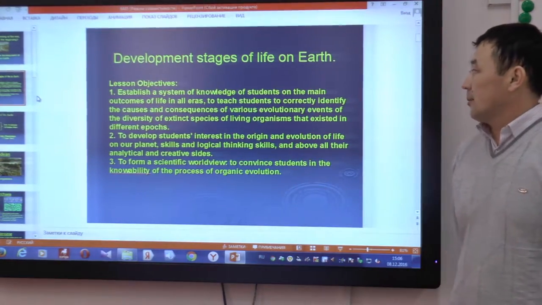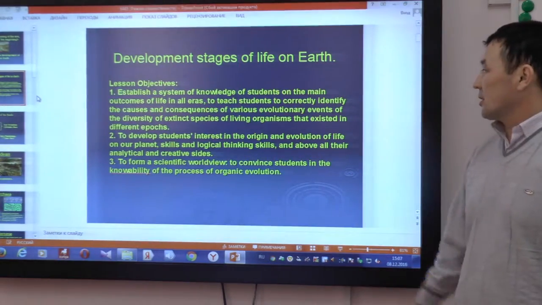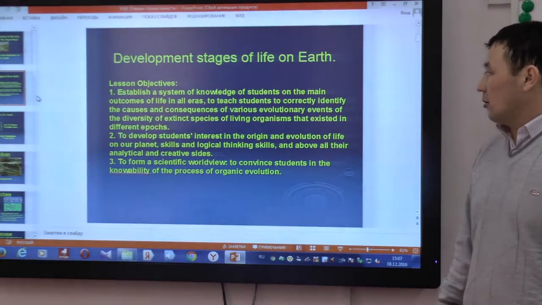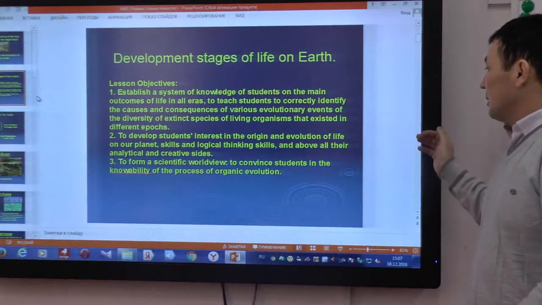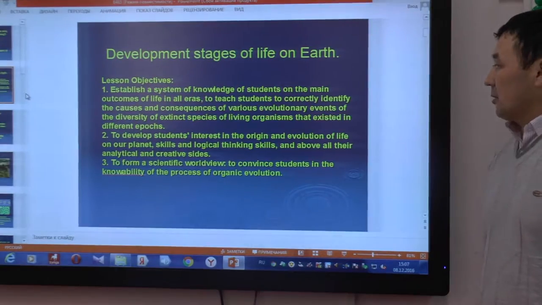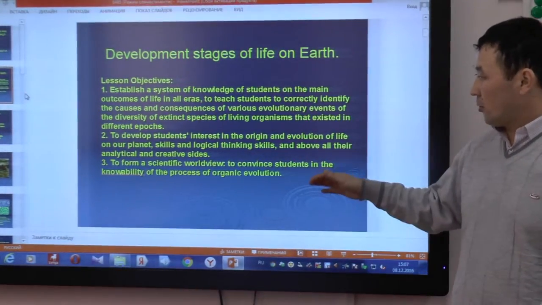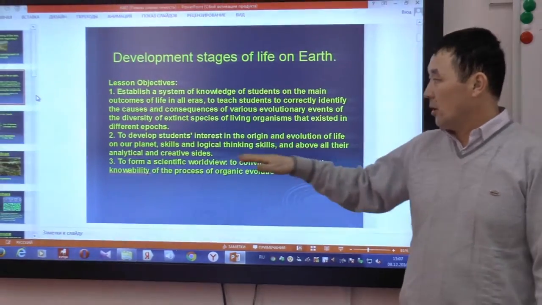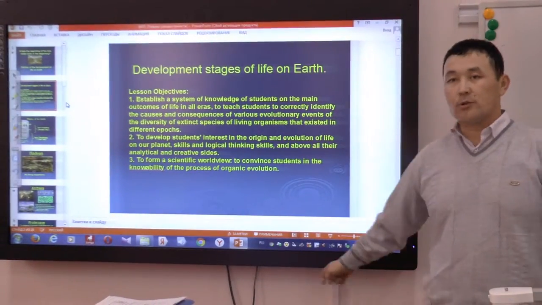Second, our objective is to develop students' interest in the origin and evolution of life on our planet, skills and logical thinking skills, and above all, the analytical and creative sides. And the last one, our objective is to form a scientific worldview, to convince students of the irreversibility of the process of organic evolution.